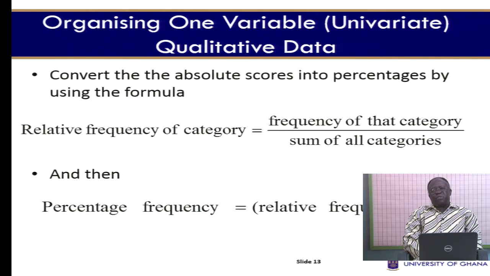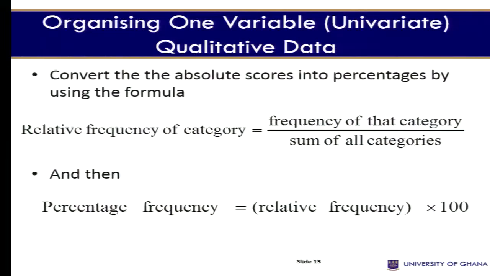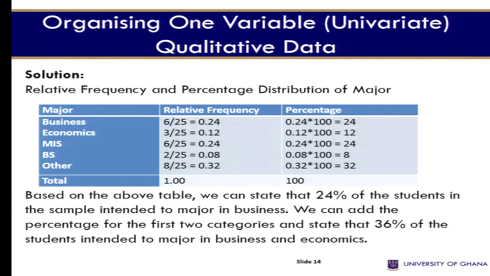Now, when you have finished with that, it is important that you convert the absolute scores into percentages by using this formula. That is, relative frequency of category will be given by the frequency of that category divided by the sum of all categories. And then also the percentage frequency, which is given by the relative frequency multiplied by 100. What I have just said is illustrated on the table.